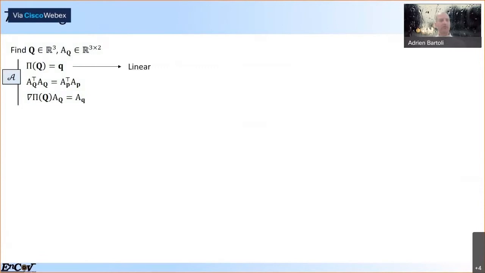So we analyze the nature of the constraints for that. So the first constraint, the reprojection at 0th order, is linear.